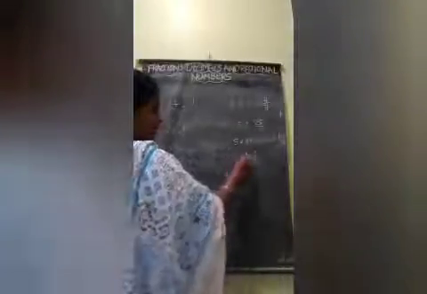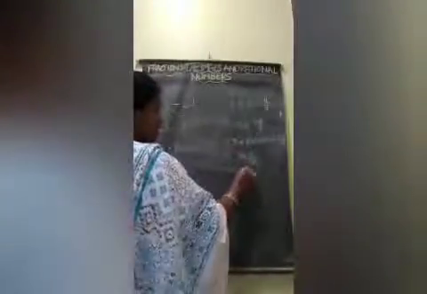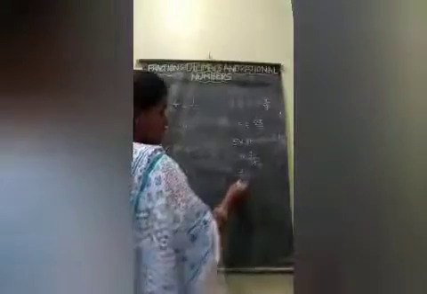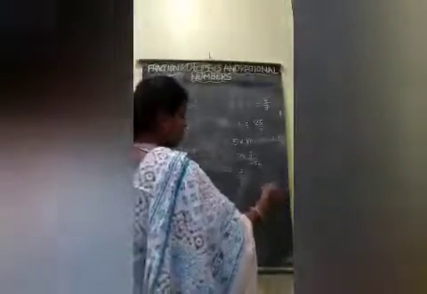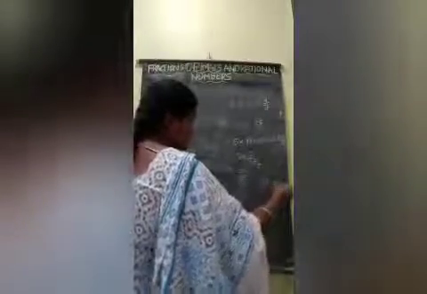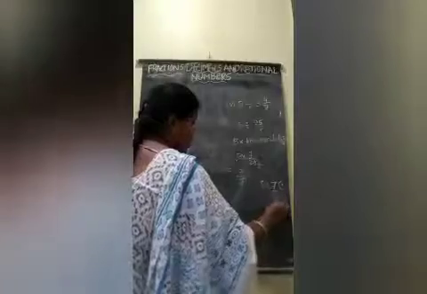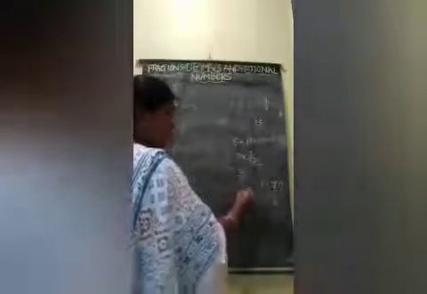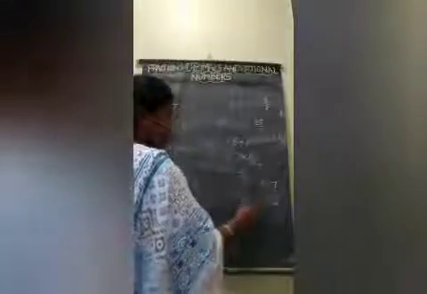You can cancel the 5s. That is equal to 7 by 5 is the answer. This is also an improper fraction. Therefore, 7 by 5: 7 divided by 5, 5 ones are 5, remainder is 2. That is equal to 1 and 2 by 5 is the answer.